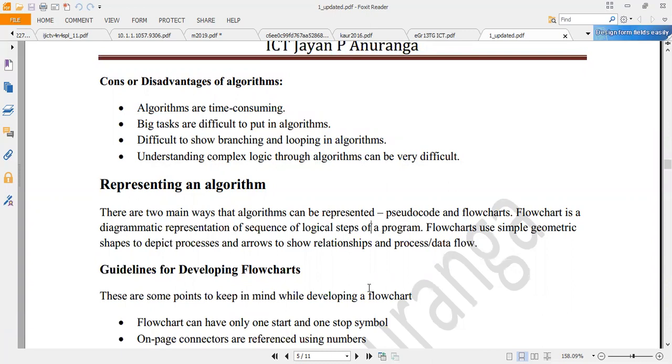There are two main ways that an algorithm can be represented: pseudocode and flowcharts. A flowchart is a diagrammatic representation of the sequence of logical steps of a program. Flowcharts use simple geometric shapes to depict processes and arrows to show the relationship between processes and data flow.